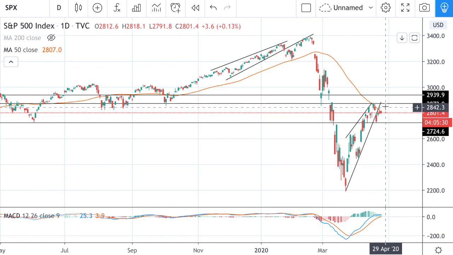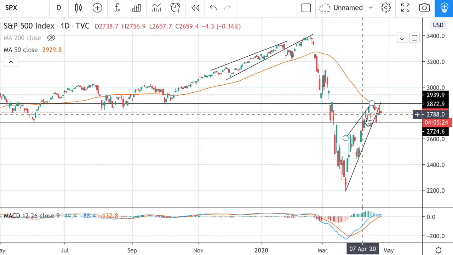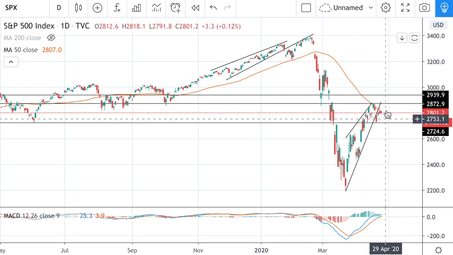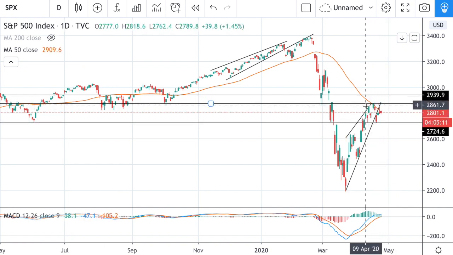So this is really where things are going to happen. This consolidation range is really coiling up for something big, and the ones that are prepared are likely to make a lot of profit from it.